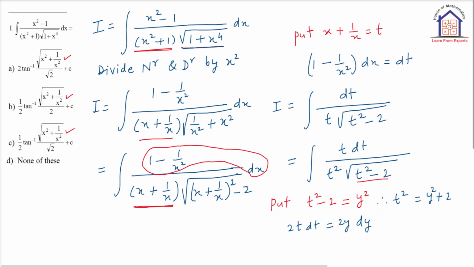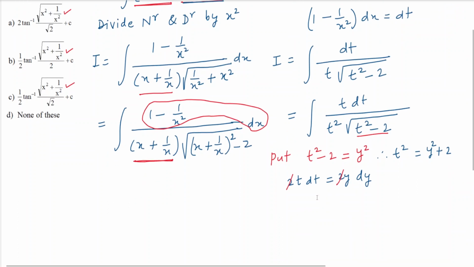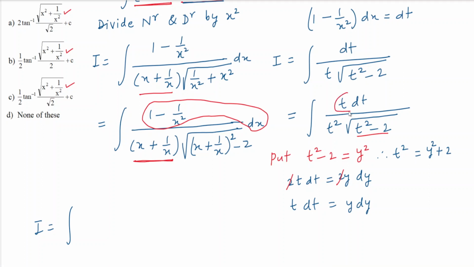Okay, now see, this 2 will get cancelled, this 2 will get cancelled, and I have t dt equal to y dy. Now see this integral again. This integral becomes, t dt is y dy, divided by the root of t square minus 2. So t square minus 2 is y square, and root of y square is y, so this becomes y, and this t square is now y square plus 2.